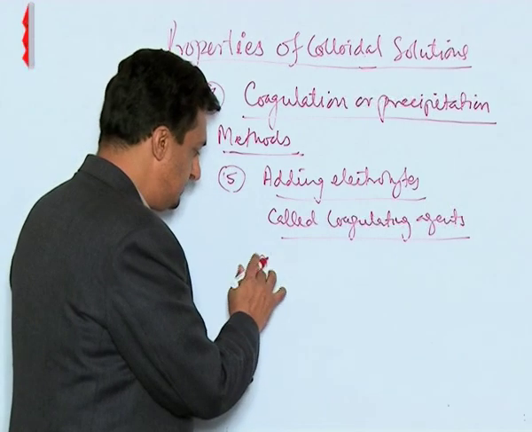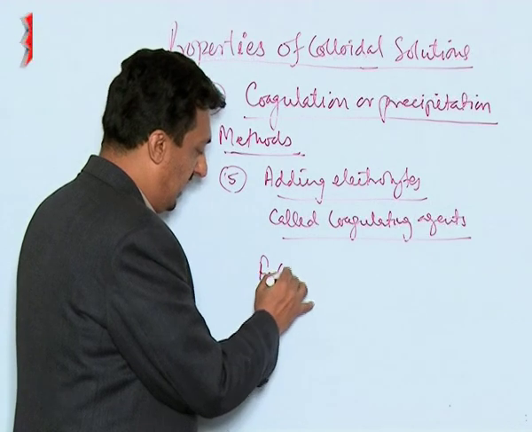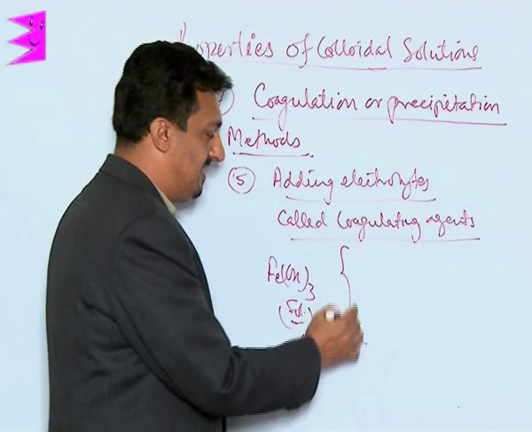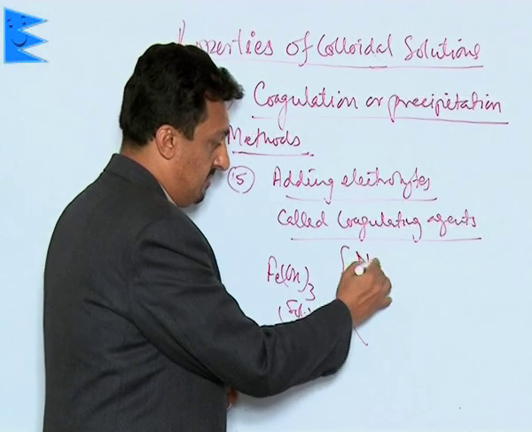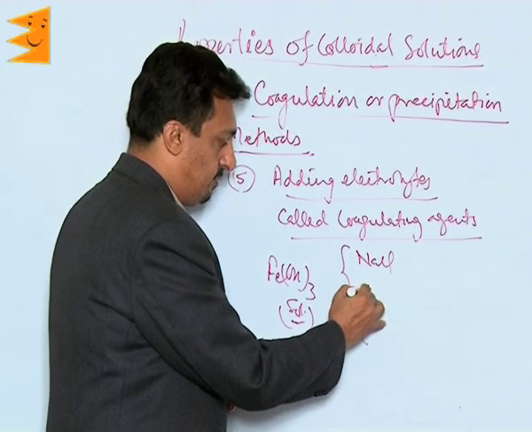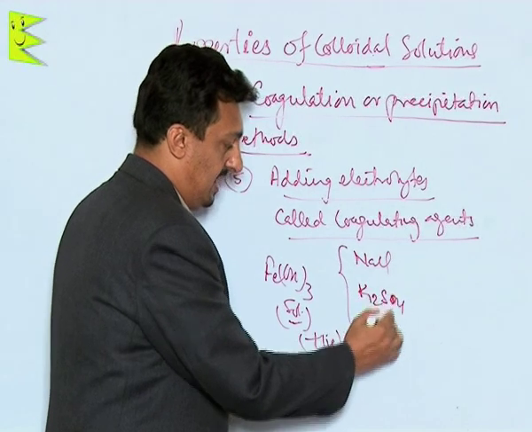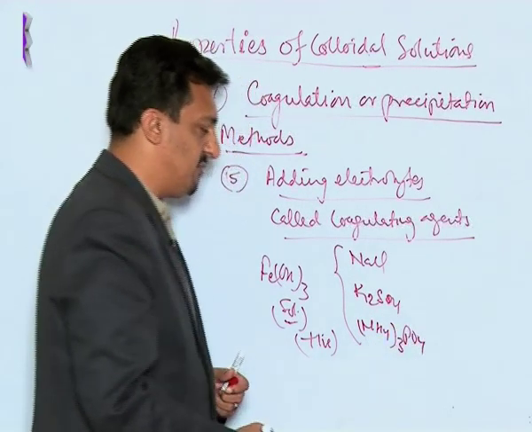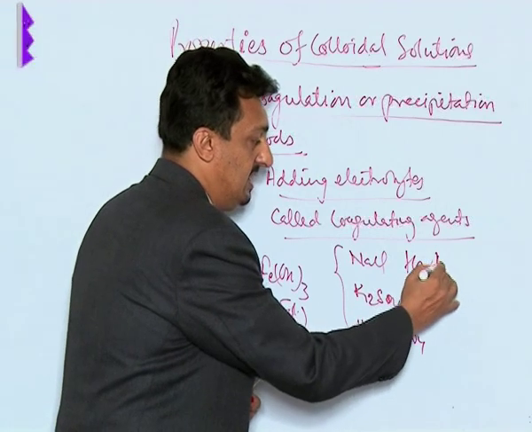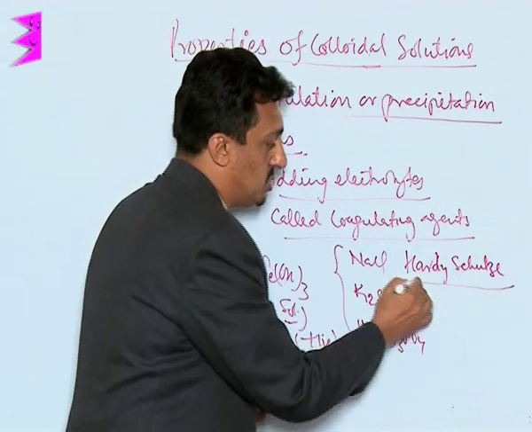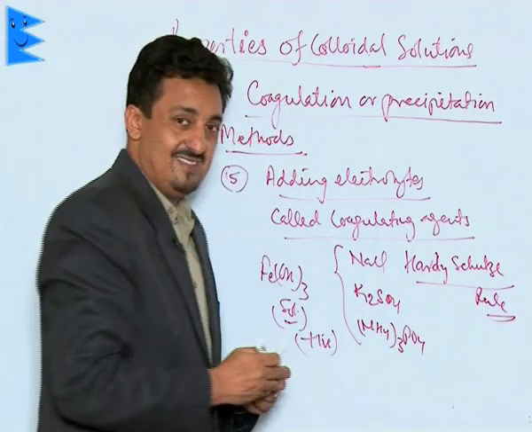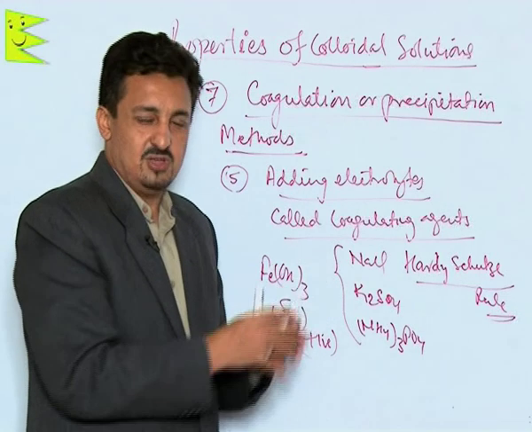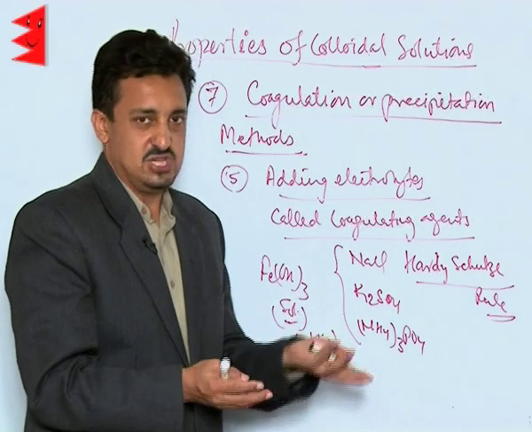Like we know, suppose we have a ferric hydroxide sole, which is a positively charged sole. Now we can add certain chemicals, like sodium chloride, potassium sulfate, ammonium phosphate. So what we find is there is a rule for this called Hardy-Schulze rule, which states that the coagulating power of an ion is directly proportional to the charge present on it. And the coagulating ion must have an opposite charge, of course, that's what's required.